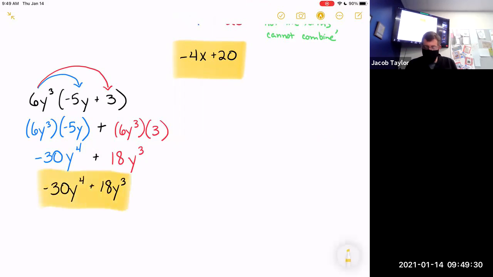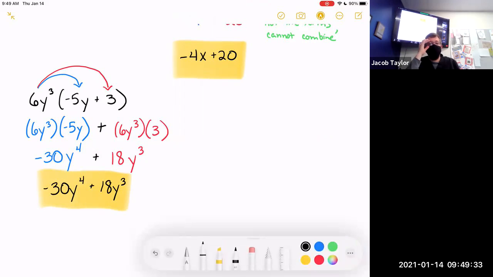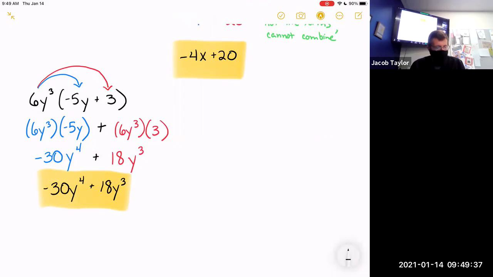I know this answer looks ugly, but remember, real beauty is found on the inside. At least I hope it is.